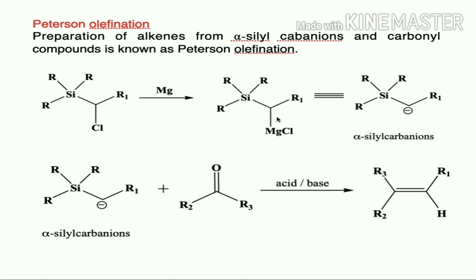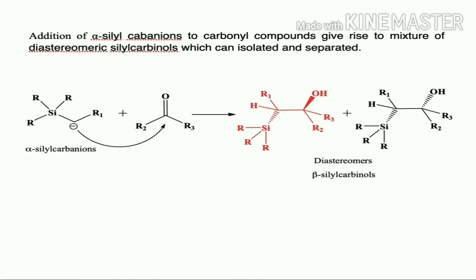So this is the reaction for how to get alpha-silyl carbanion. This alpha-silyl carbanion reacts with carbonyl to form an intermediate. That intermediate, upon treatment with acid or base, is going to form alkene. Which type of intermediate it is going to form, we will see here. Addition of alpha-silyl carbanion to carbonyl compound gave rise to a mixture of diastereomeric silyl carbinols, which can be isolated and separated. So these two are the diastereomeric products.